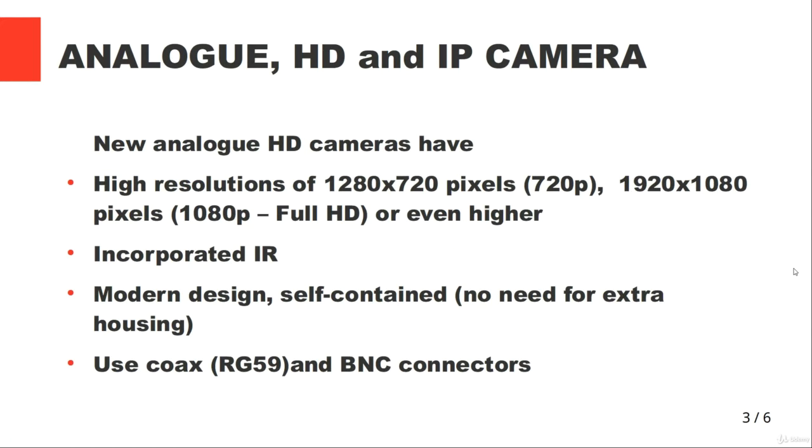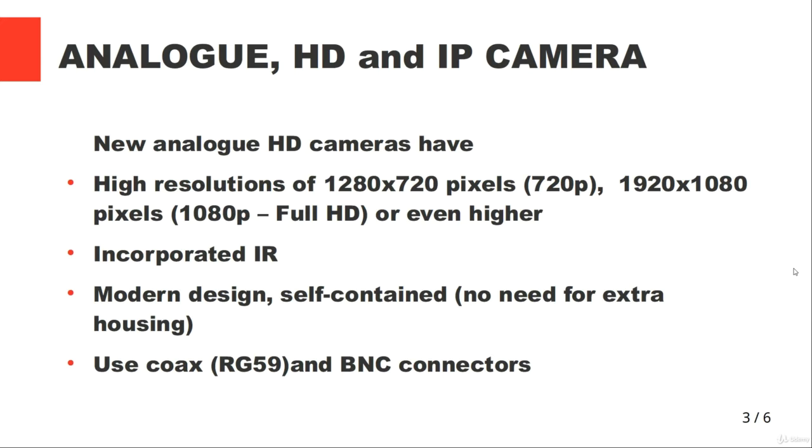New analog HD cameras have much higher resolution. Again, have a look at the picture of the shopping center in this lesson. So you can have, for instance, what I'll call small HD, which is 1280 by 720, or full HD 1920 by 1080, or even higher. You can have 3 megapixel, 5 megapixel, or even 8 megapixel cameras, which are HD cameras.